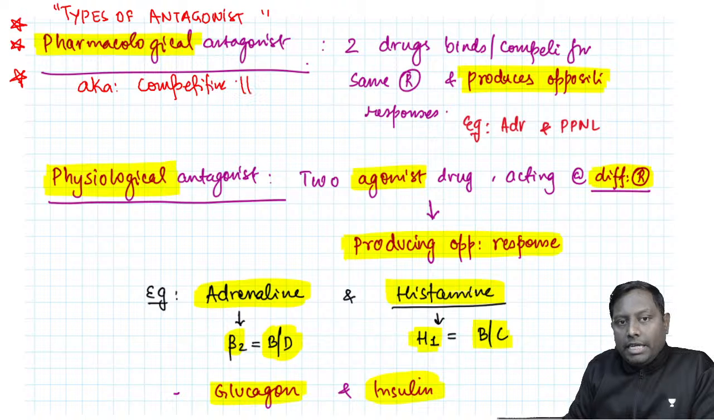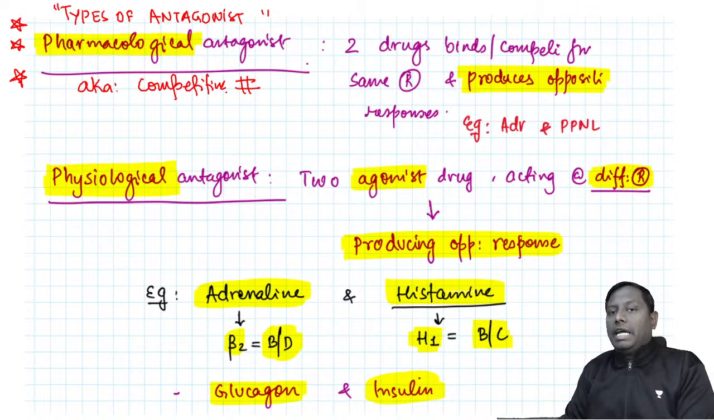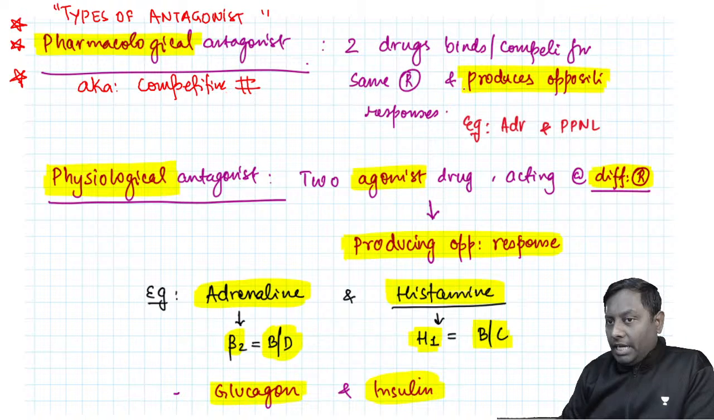Competitive antagonist. Antagonist I am using as a hashtag sign. 2 drugs are going to compete for the same site and produce opposite responses. For example, adrenaline and propranolol. I can also give multiple other examples, like acetylcholine and atropine, right? So how will you see?